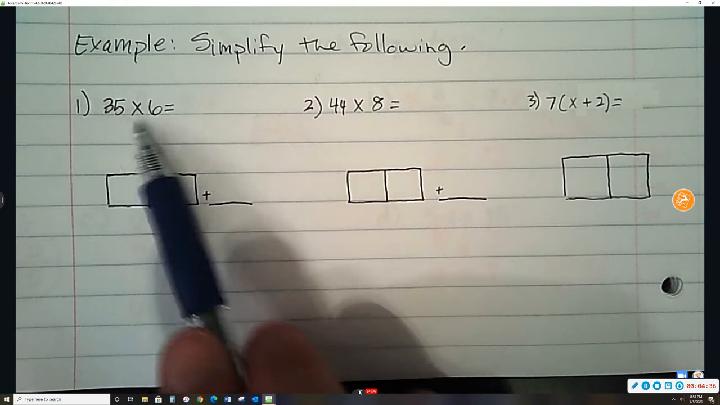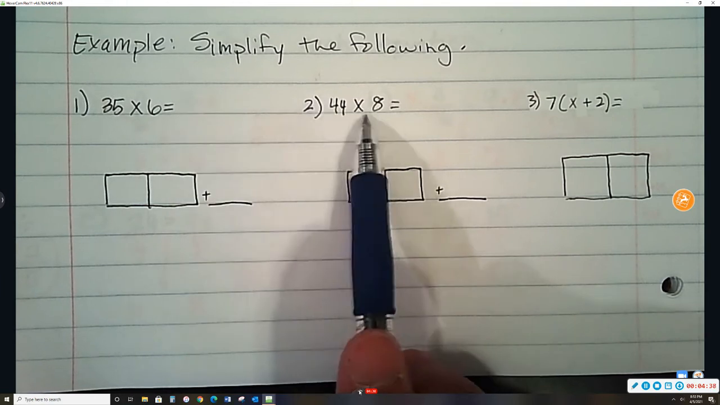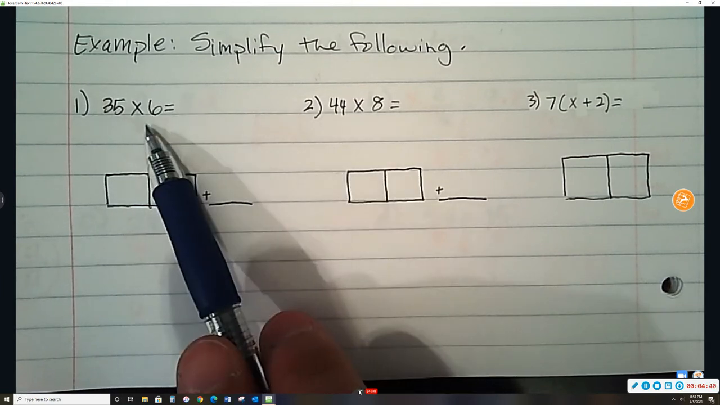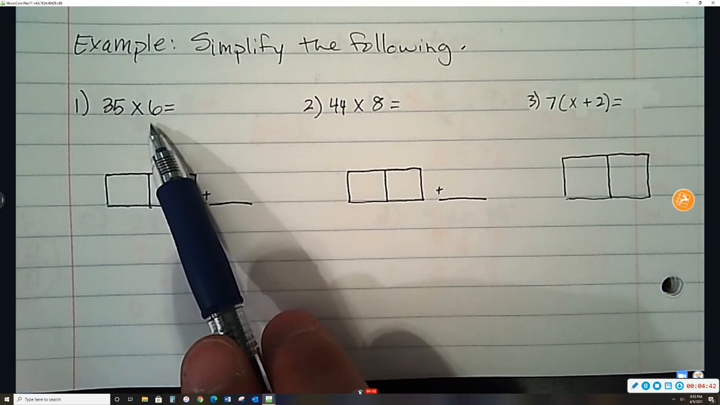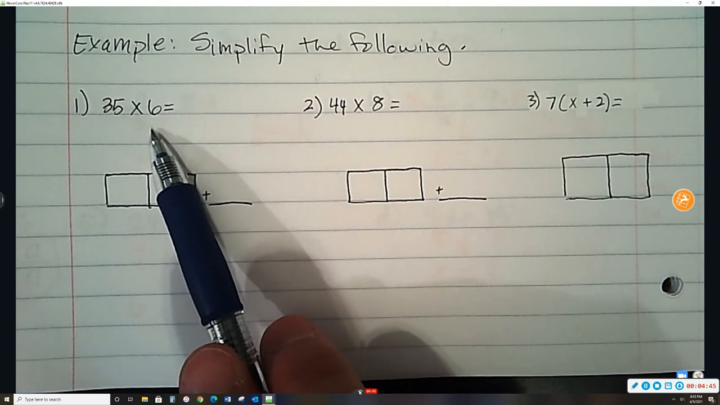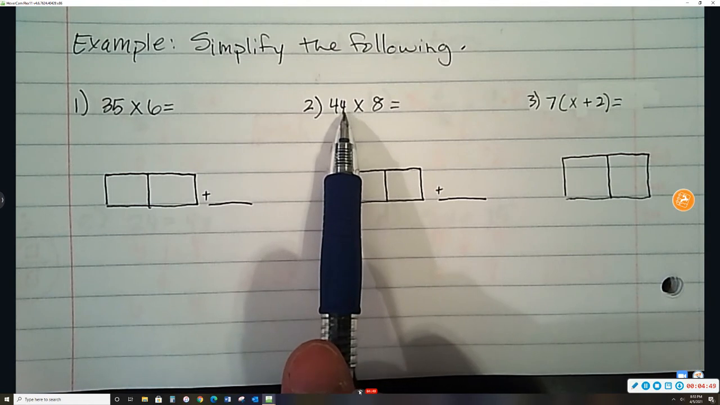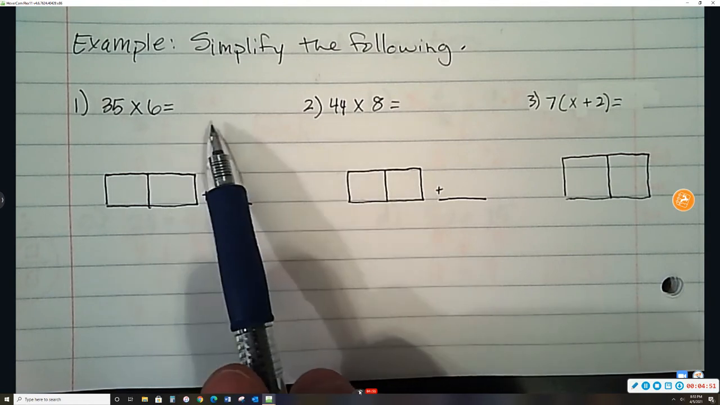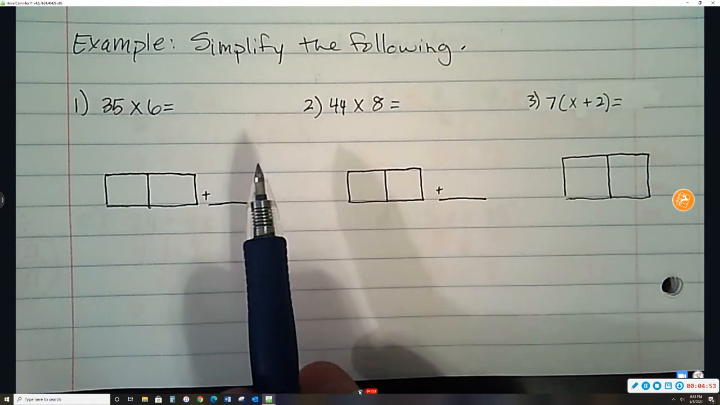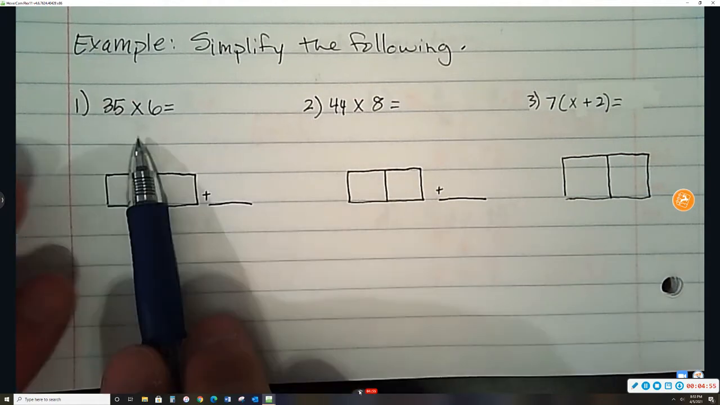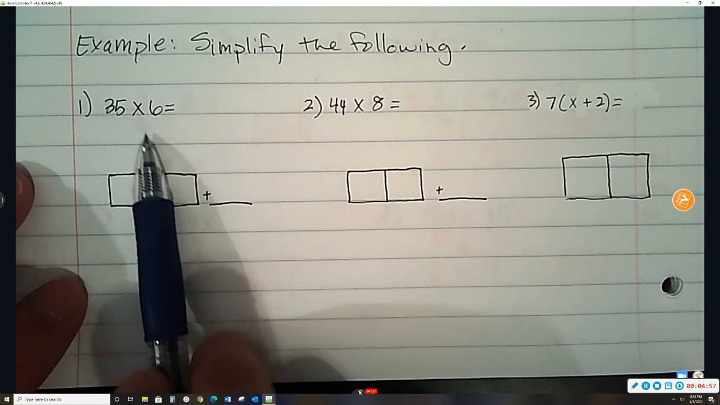Again, these numbers keep getting bigger and bigger. If you can do this in your head, you shouldn't be in this class. You should be in a different class. If you can multiply this in your head, you should also be in a different class. I cannot multiply these in my head, so I use a method similar to the box method. So let's go ahead and do the box method first for number 1.